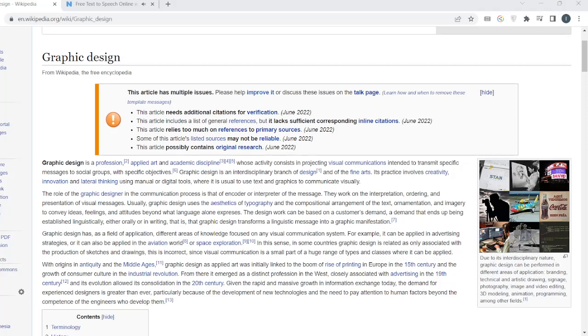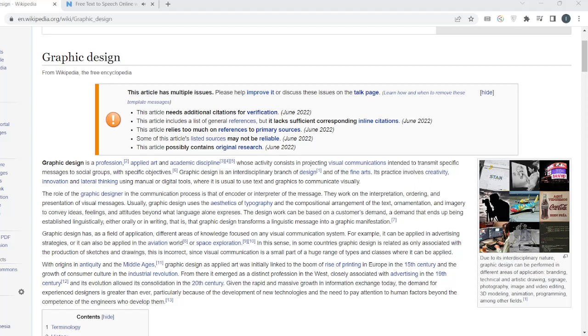with specific objectives. Graphic design is an interdisciplinary branch of design and of the fine arts. Its practice involves creativity, innovation and lateral thinking using manual or digital tools, where it is usual to use text and graphics to communicate visually.